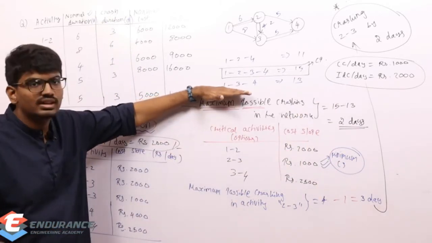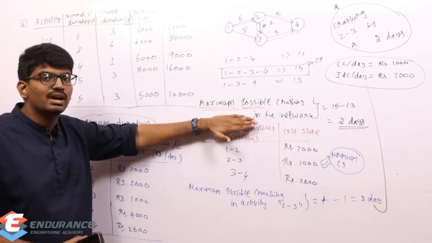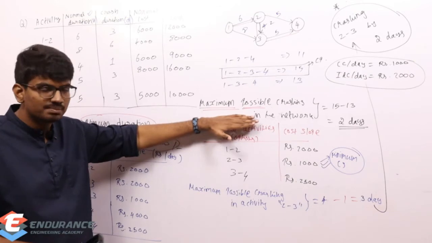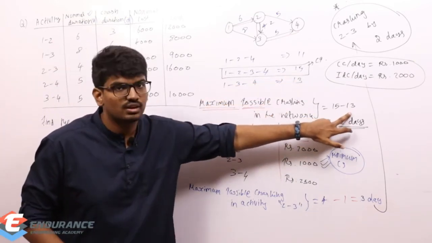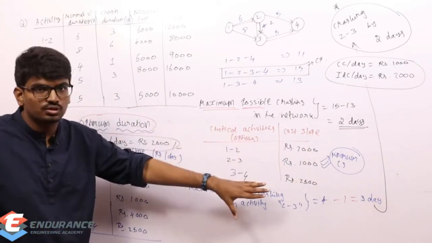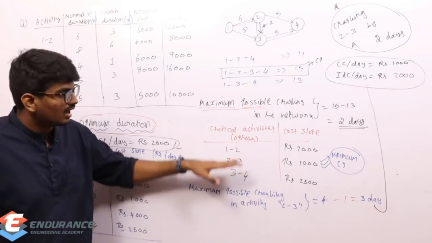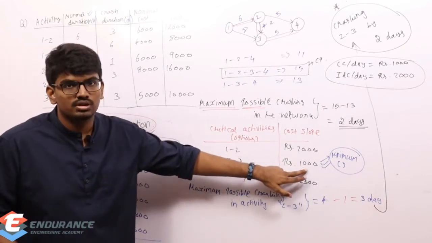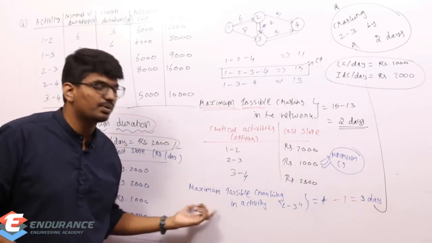Once after drawing the network diagram and finding out the critical path, find out the maximum possible crashing. It's simply the longest path minus the next longest path. After finding that, find out the cost slopes, that is, the different options available for crashing, and from those find out the minimum cost slope, and from that you find out the maximum possible crashing.